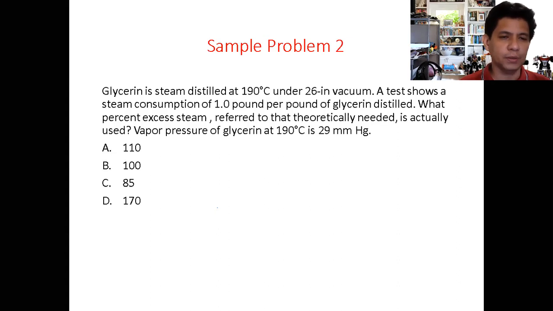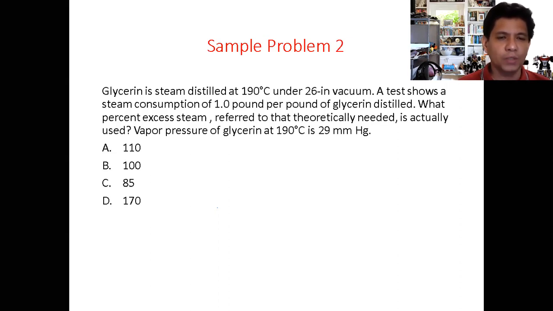So if we're going to use the standard equation, number of moles of steam divided by number of moles of glycerin is equal to vapor pressure of steam divided by vapor pressure of glycerin. We know the vapor pressure of glycerin is given, 29 millimeter mercury. Then the total pressure is 26-inch vacuum, so we need to calculate the total pressure and then convert that to millimeter mercury.